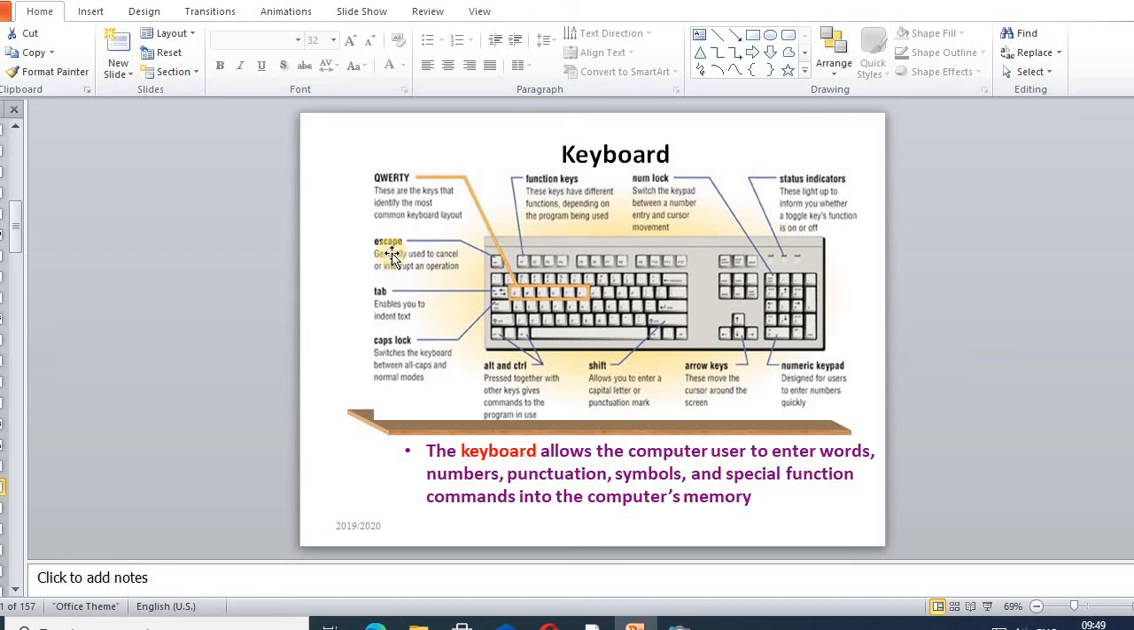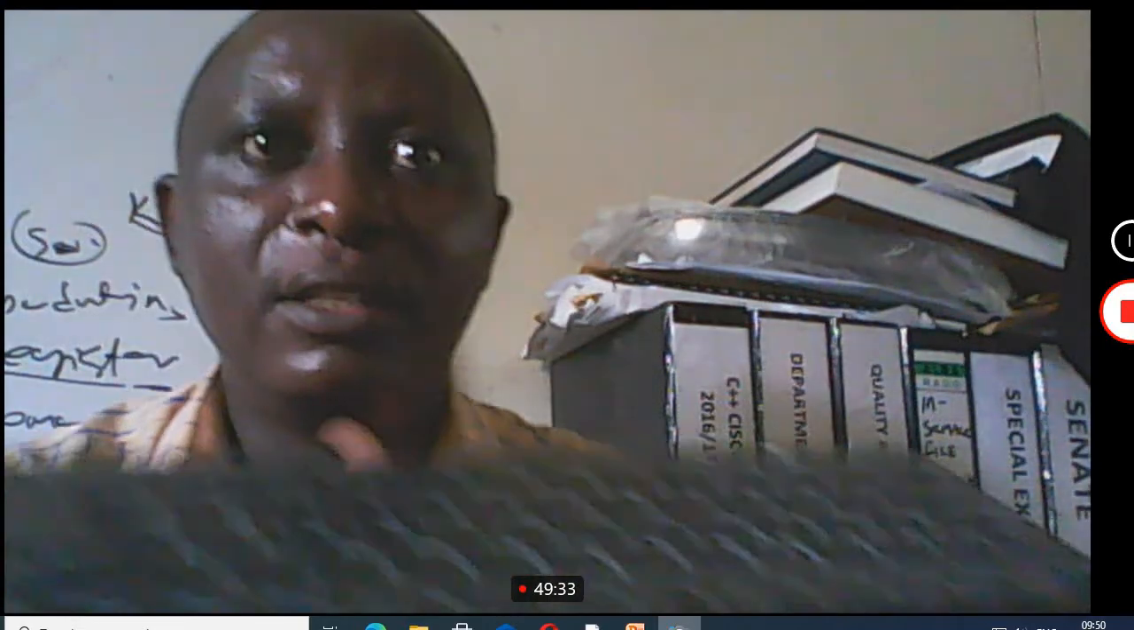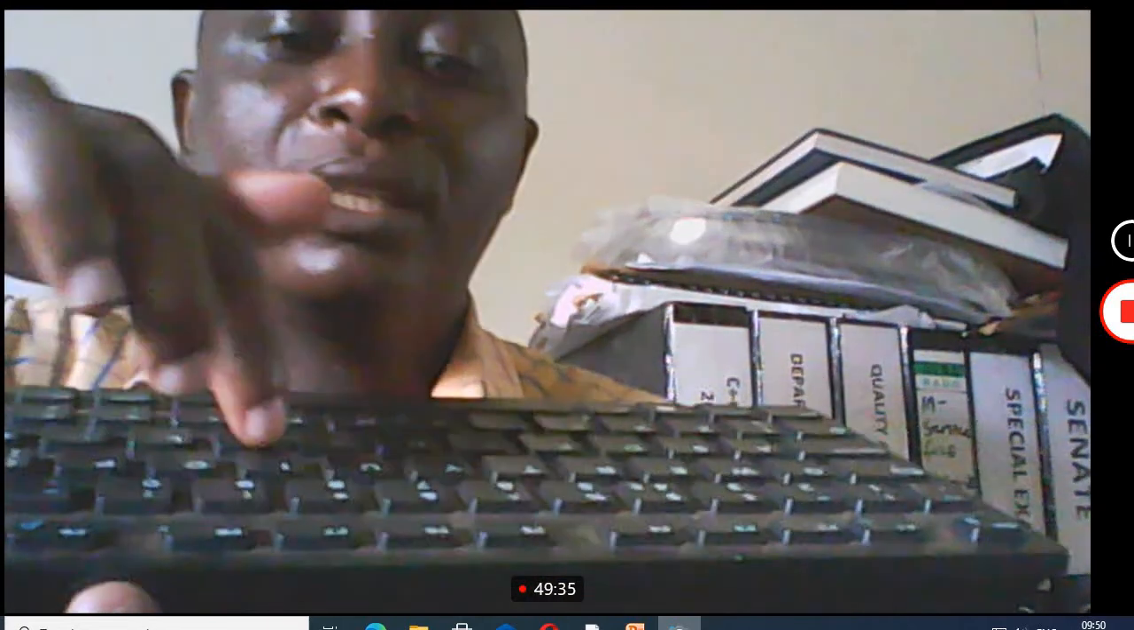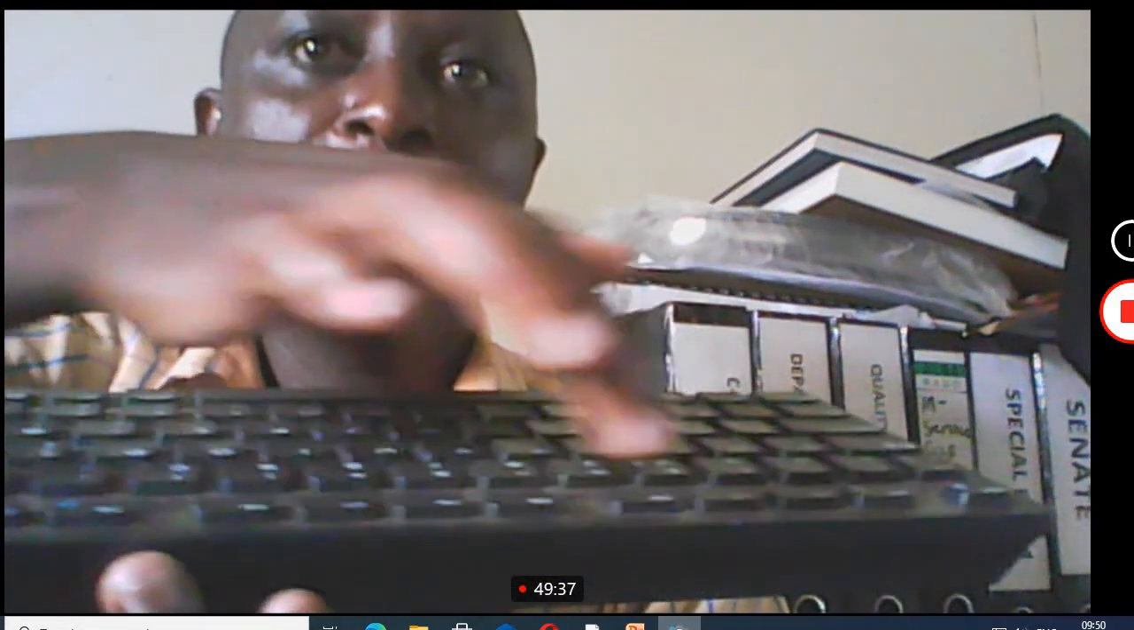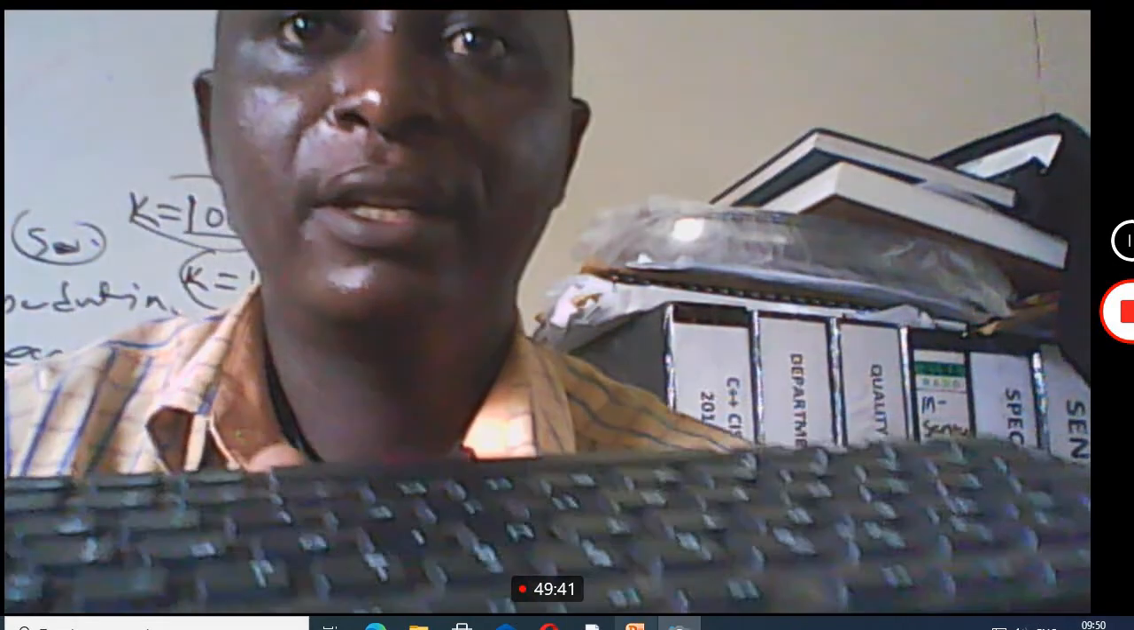Okay, so you can see that on the keyboard we have quaternary functions. These are the keys in the middle here. Are you seeing that? These keys in the middle, the ones here. Is it okay? Those are the ones that we're calling quaternary.